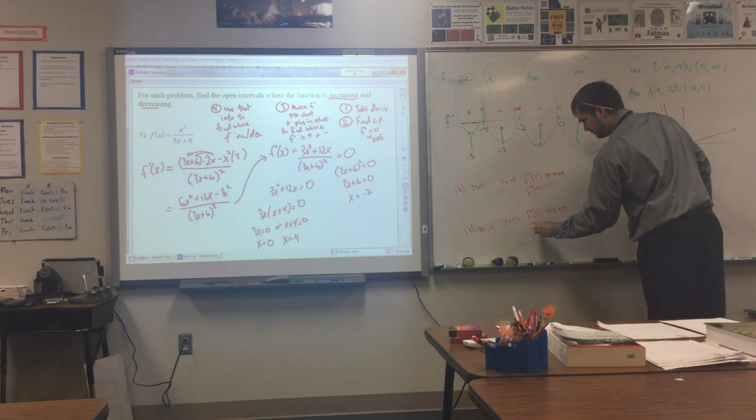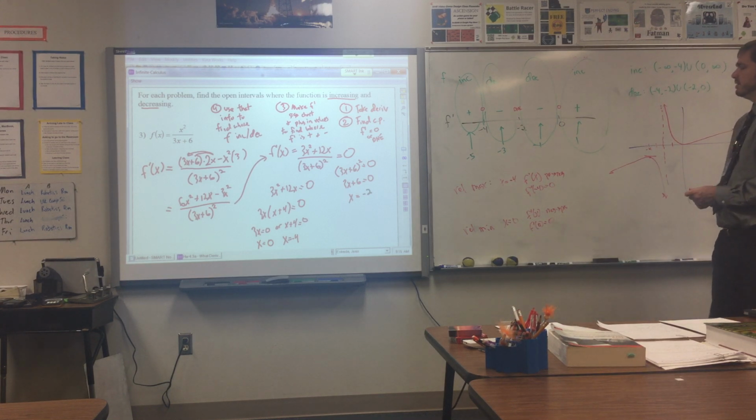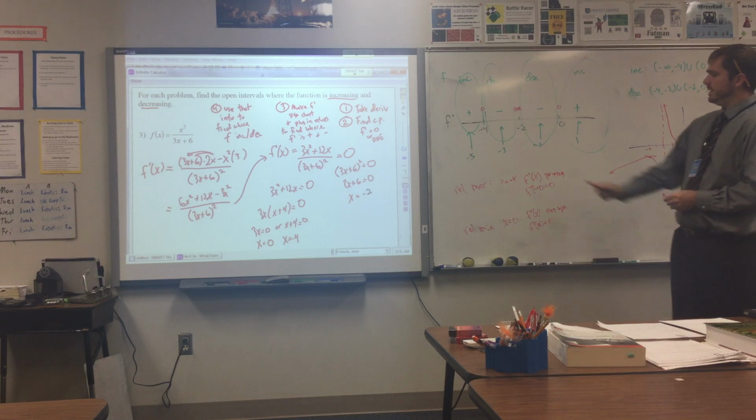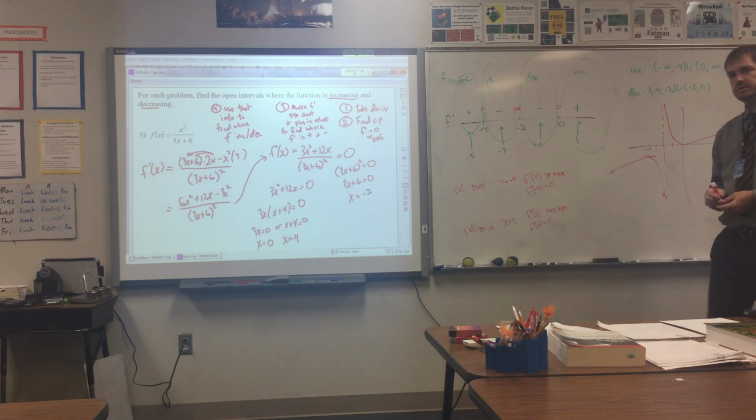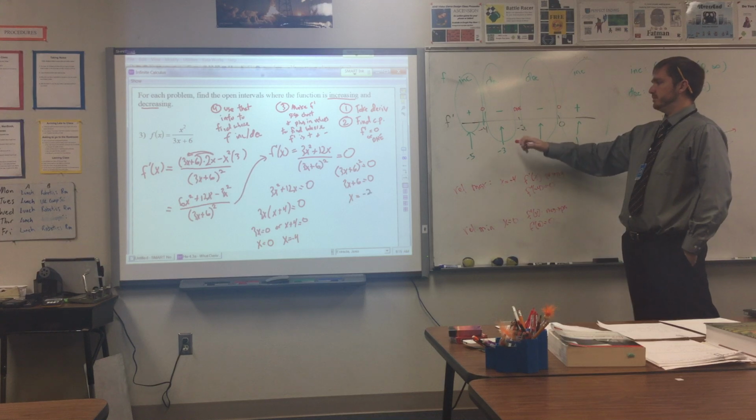And because f prime of 0 equals 0. What about at -2? Is there a relative max or relative min there? Why not? Because it doesn't turn. You're all kind of correct, just for different reasons.